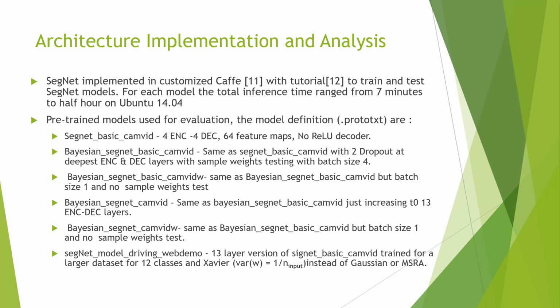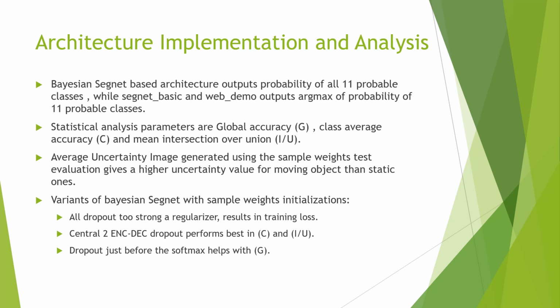The sixth one is the SegNet model driving the web demo, which is a 13-layer version of SegNet Basic CamVid trained on a larger dataset for 12 classes instead of 11, using Xavier filler, which has a variance of 1 by n input, where n is the number of inputs inside the layer, instead of Gaussian or MSRA. The Bayesian SegNet architectures output probabilities of all 11 classes, while SegNet Basic and the web demo output the index of the class which has the maximum probability.